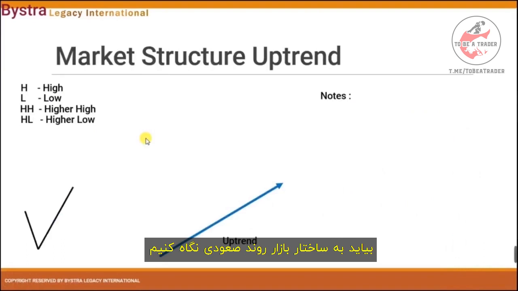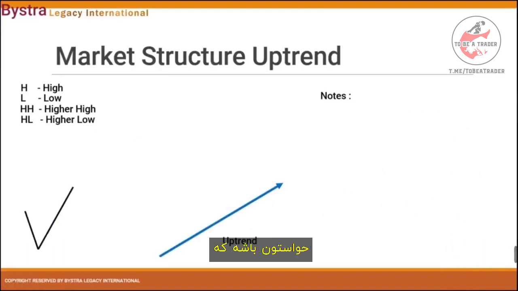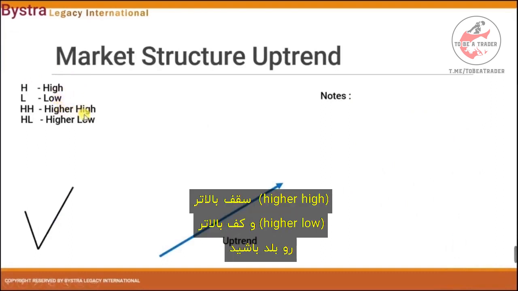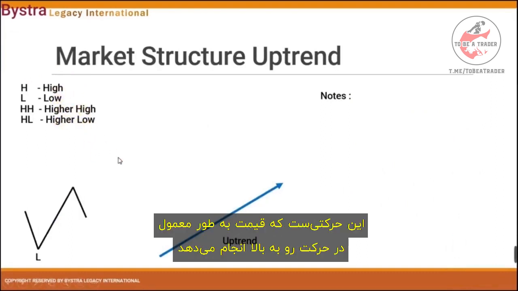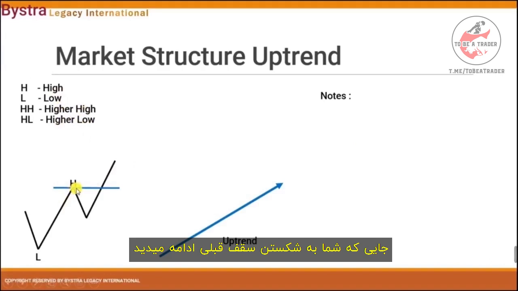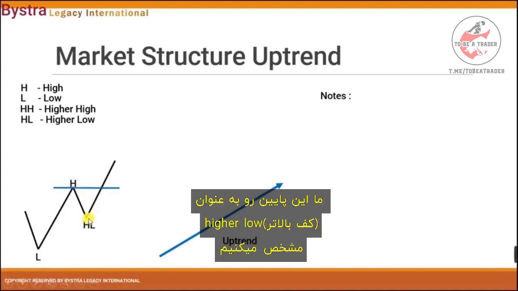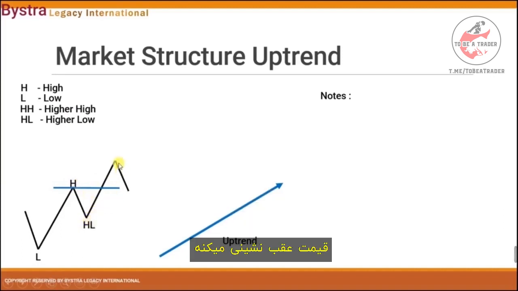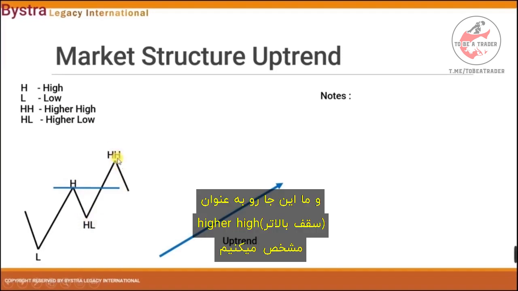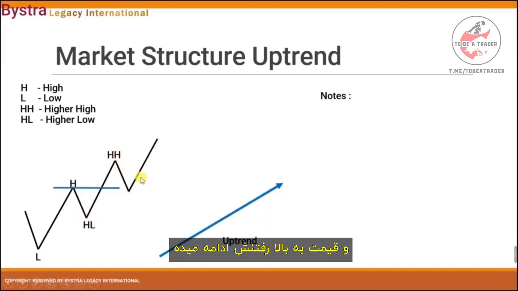Let's look at the market structure uptrend. Now remember this. You need to know the high, low, higher high, and the higher low. Normally price will form in an upwards motion, where it will continue to break the previous high. Once it breaks the previous high, we'll mark this bottom here as the higher low. Price pulls back, and we mark this as the higher high, and price will continue to go upwards.